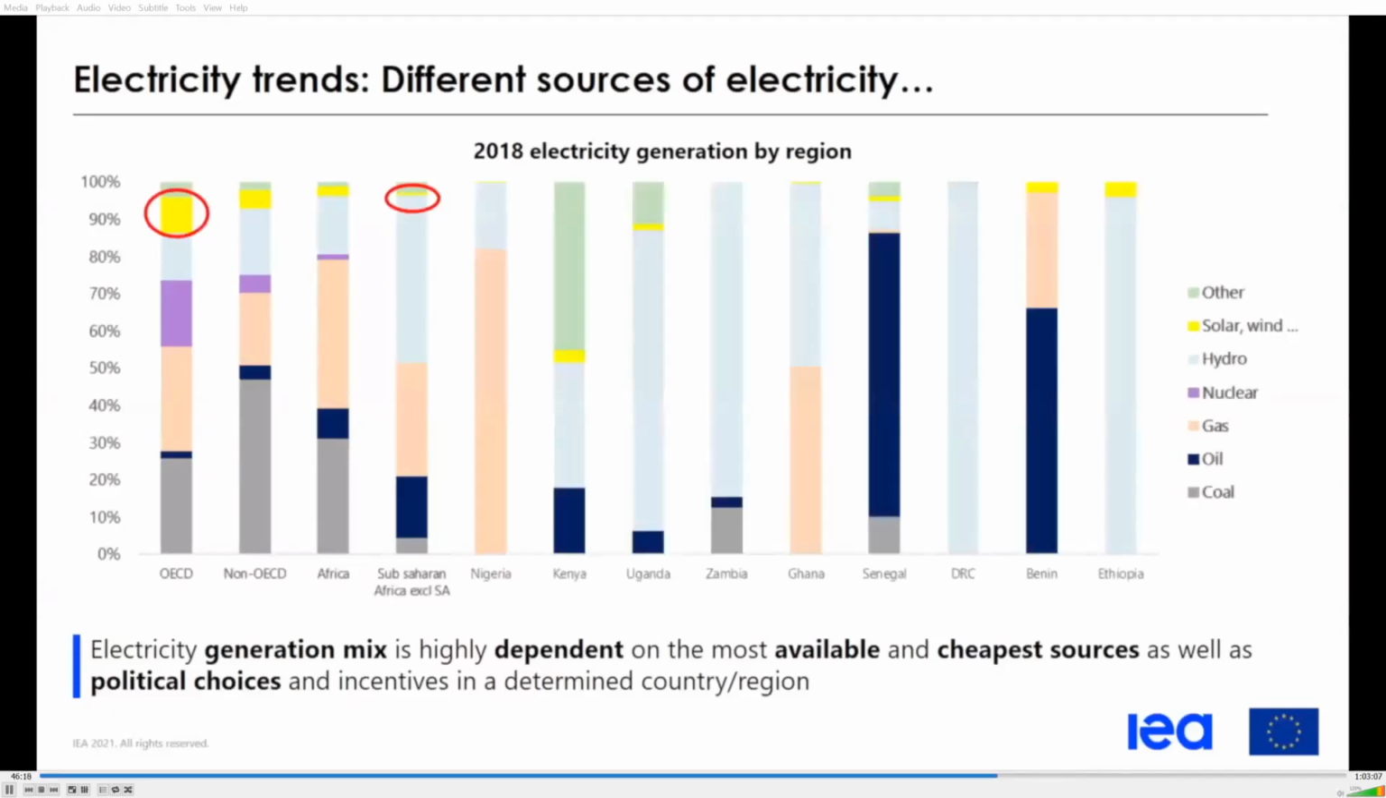Now, here are examples of those electricity mixes in different countries in Sub-Saharan Africa. And obviously, it's really dependent on the political choices of one country and the availability within the borders of the country.